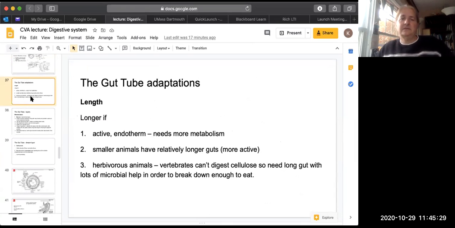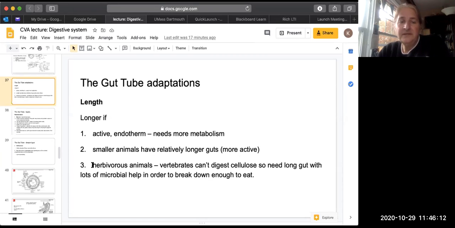Okay, adaptations of the gut tube. It's the gut tube length. So compare it, an active endotherm has a longer gut than a passive ectotherm. Okay, so they need more energy from metabolism, so they need to have more gut to process more food. Smaller animals have relatively longer guts than larger animals, so relatively, right? So again, smaller animals tend to be more active too, so they have relatively longer guts.